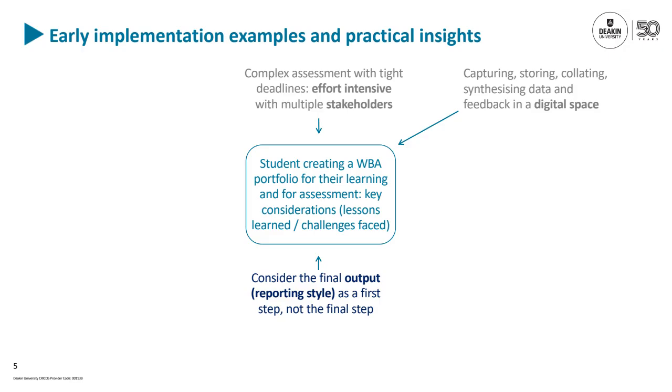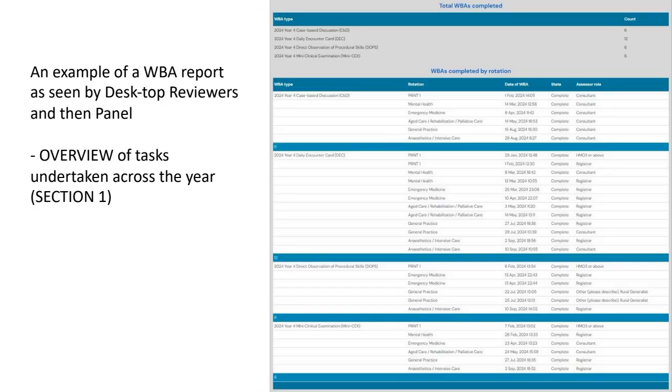So moving forward, my biggest piece of advice then for any new players in the field is to consider the final output and reporting style first and not last. And I've got some examples here, for example, to set the context of what I mean by this. Basically, this is an example I've mocked up for today. You know, a student has produced an e-portfolio across the year, and it's time to collate all of this information. And so my biggest really piece of advice is, how does that look?